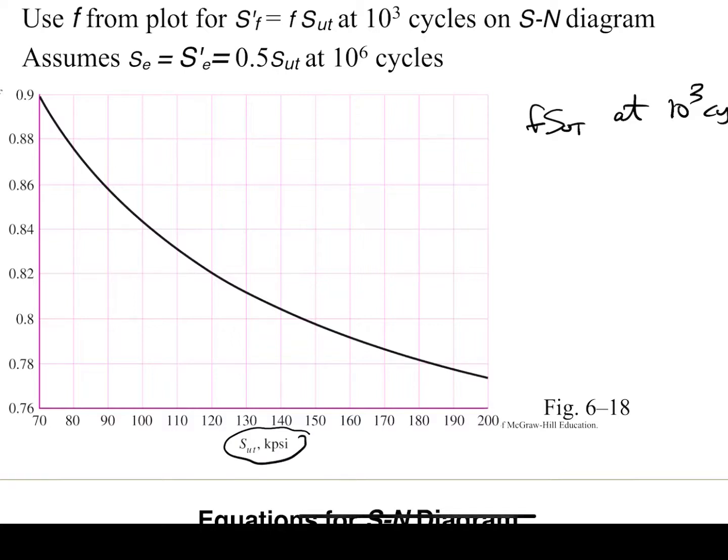Unfortunately, the book only gives this to us in English units, but if you have the ultimate tensile strength, you can find the fraction F that is related to the ultimate tensile strength, which then allows you to find the fatigue strength at 10 to the 3rd cycles. So it's not a particularly difficult thing to do.